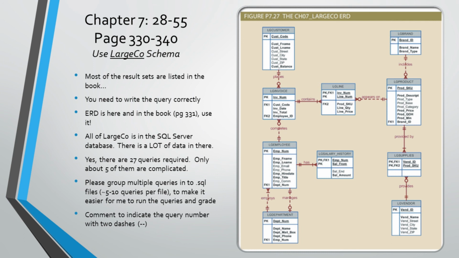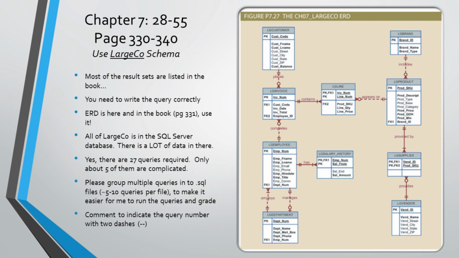So a lot of the queries in the homework are going to be things that you've kind of done similar together. The ERD is included. I have it right here on the screen, but it's also included in the book on page 331. So look at the ERD, understand what the large company is doing. We have a customer, he has invoices, the invoices have a line item, the line item is attached to a product, the product is attached to a brand.